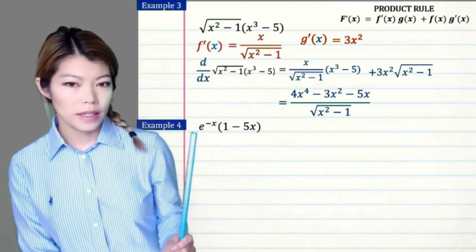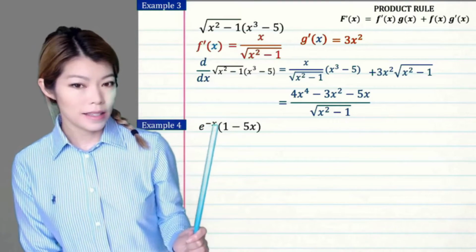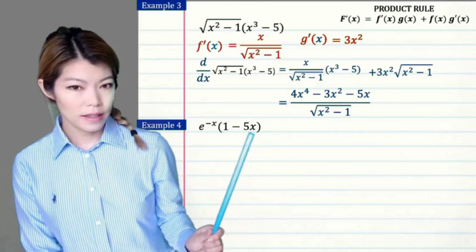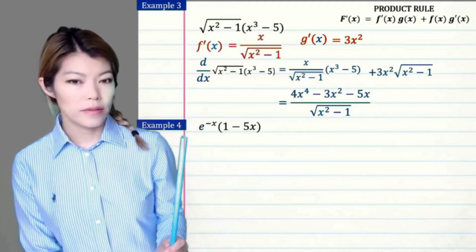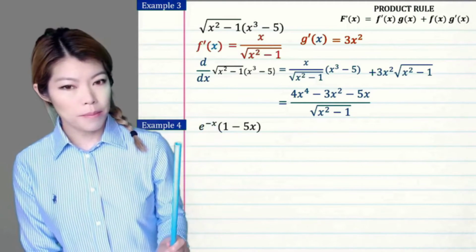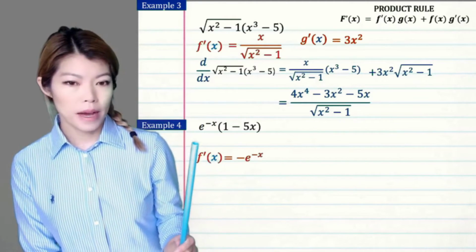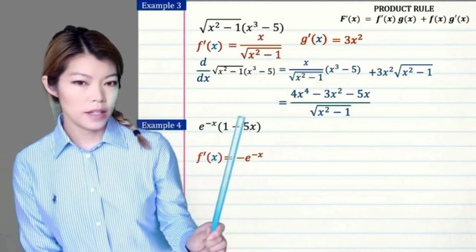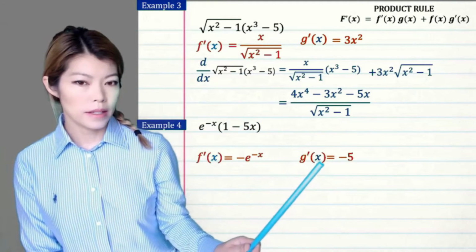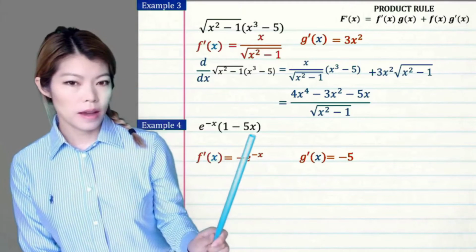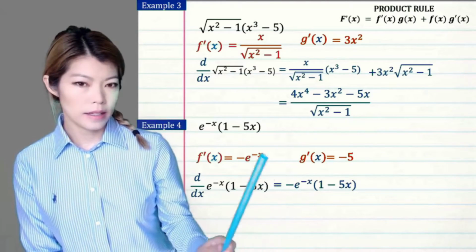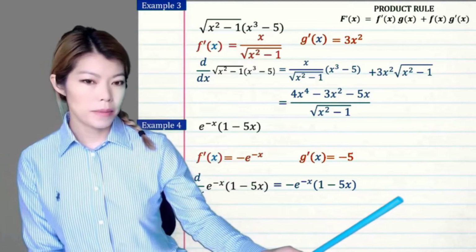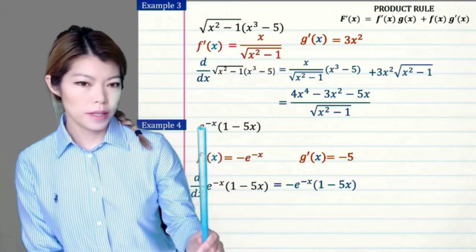Now we have e to the power of negative x times (1 minus 5x). Again, to derive the first part, we have to use the derivative of exponentials. So bringing the minus to the front, we have minus e to the minus x. Deriving that just gives us minus 5. So this times that is our first part: minus e to the minus x times the second part. And then the second part is this times the first part.